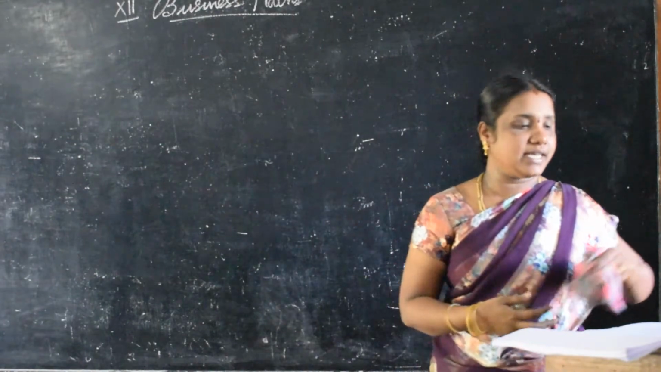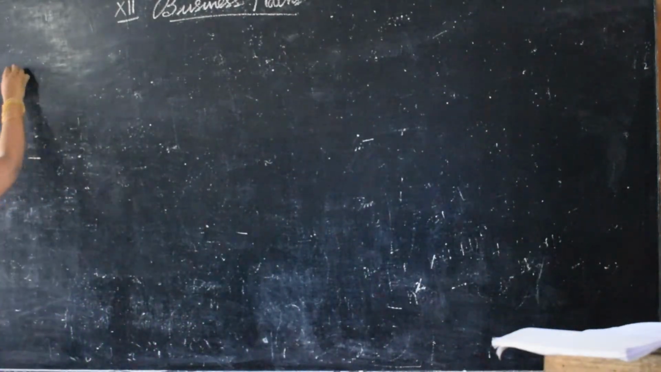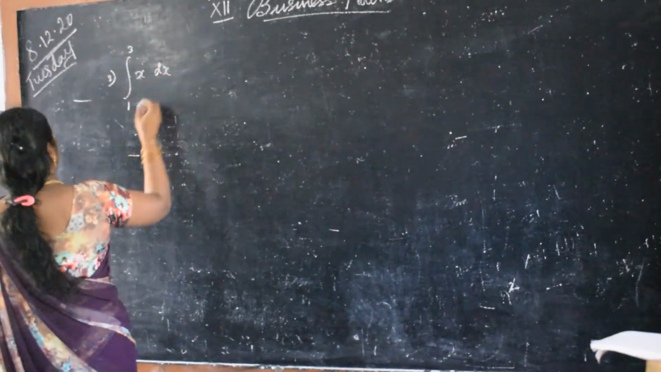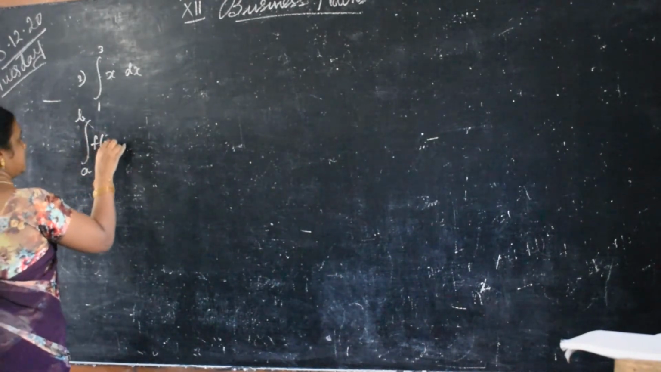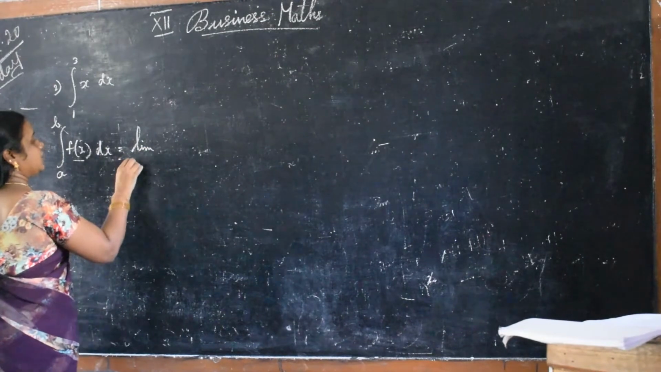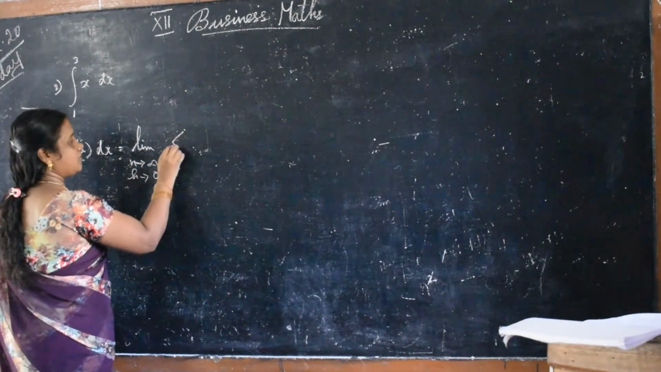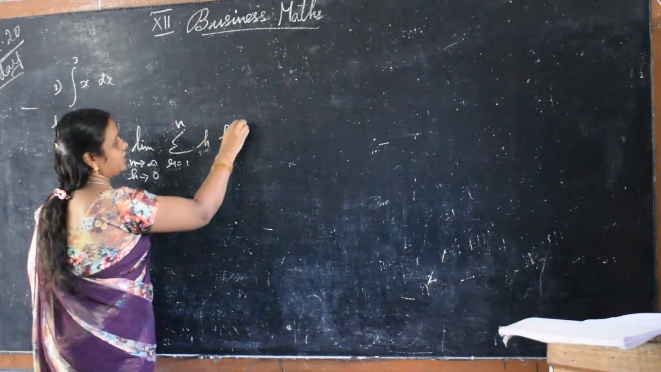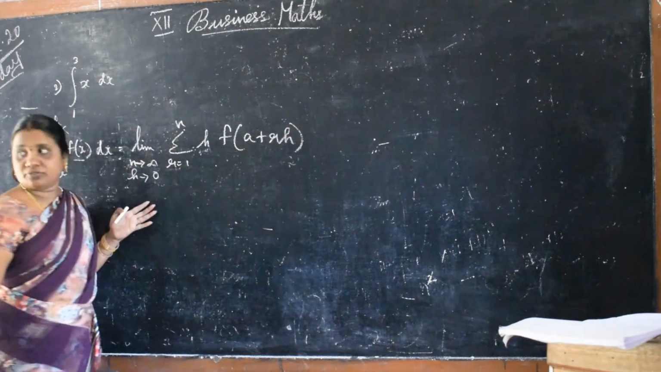See, the next, second problem. Integral 1 to 3 x dx. Now you write the formula. What is the formula? Integral a to b f of x dx is limit n tends to infinity, h tends to 0, summation r is equal to 1 to n h into f of a plus rh. This is the formula for limit of a sum.